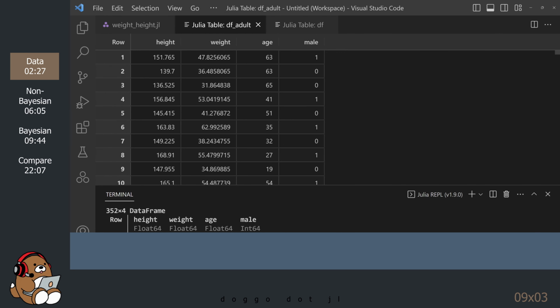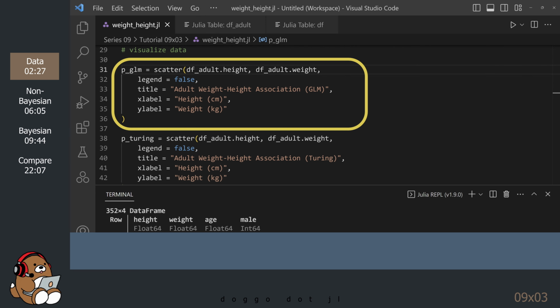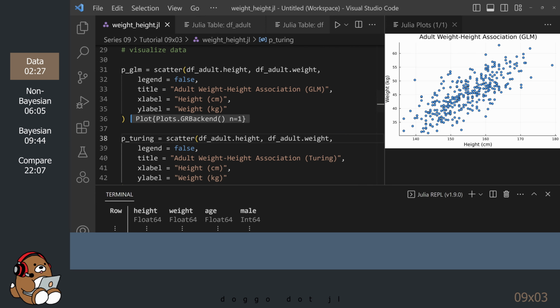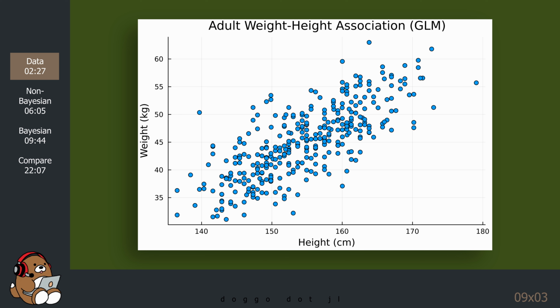Now that we have our data, let's visualize it. A height range of 140 centimeters to 180 centimeters translates to feet and inches to roughly 4'7" to 5'11". Also, a weight range from 35 kilograms to 60 kilograms translates to roughly 77 pounds to 132 pounds. So speaking casually, there appears to be some linear association between weight and height.